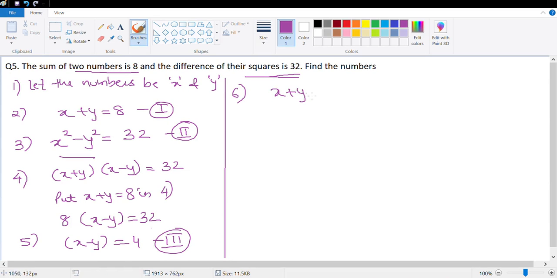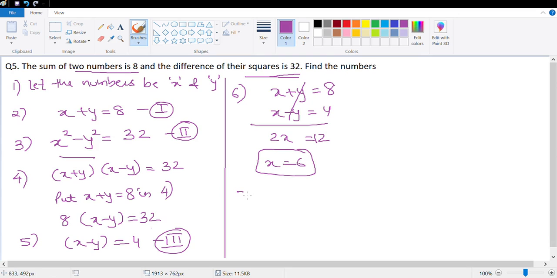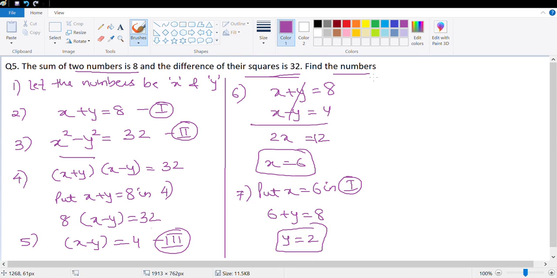So x plus y is equal to 8, x minus y is equal to 4. Add them, we get 2x is equal to 12, which means x is equal to 6. So put x is equal to 6 in equation number 1, and we get 6 plus y is equal to 8, which means y is equal to 2. So that's our final answer. Find the numbers. Therefore, the numbers are 6 and 2.